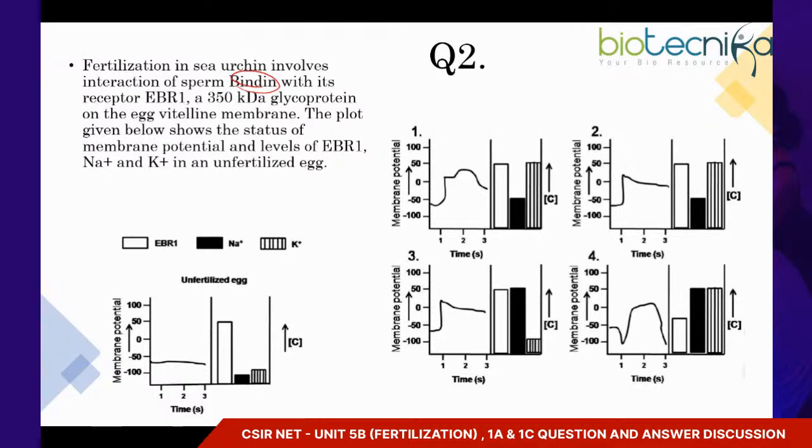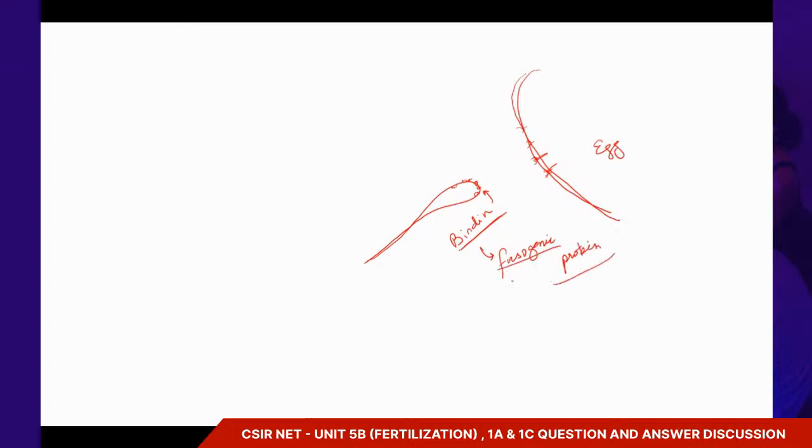Bindin is present on the sperm plasma membrane, and then we have the egg membrane of the sea urchin. Receptors for bindin are present on the egg plasma membrane. So what type of molecule is this? This is a fusogenic protein. It helps in the fusion of the sperm plasma membrane and the egg plasma membrane.